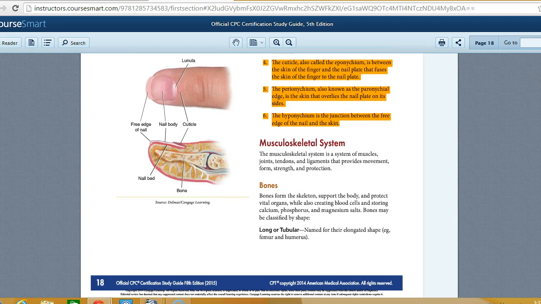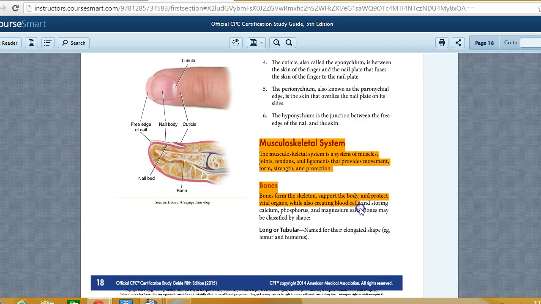The musculoskeletal system is next. Now, the musculoskeletal system is a system of muscles, joints, tendons, ligaments, that provides movement, form, strength, and protection. Now, you have bones in the musculoskeletal system, and here are some things that the bones do right here. Make sure you go and verify that again.